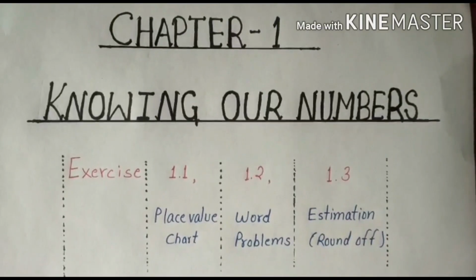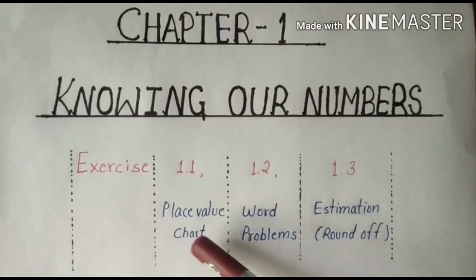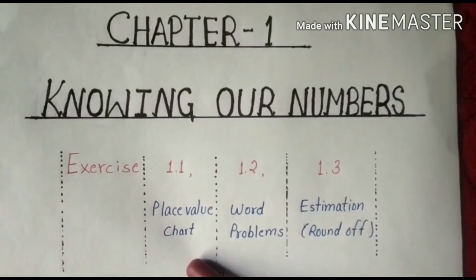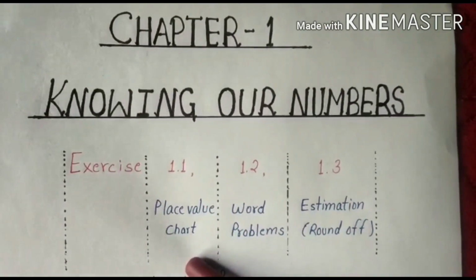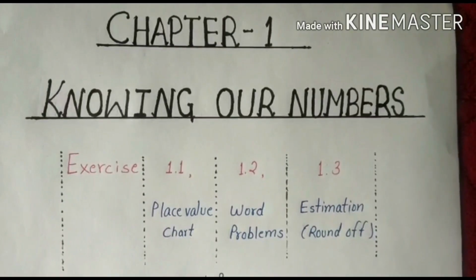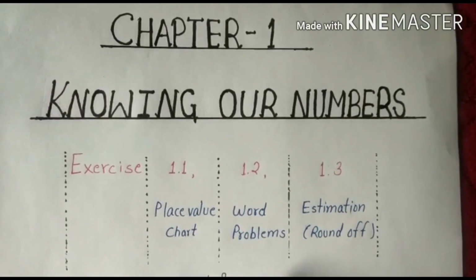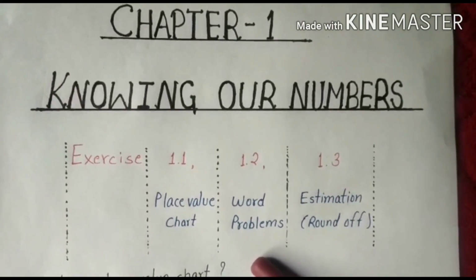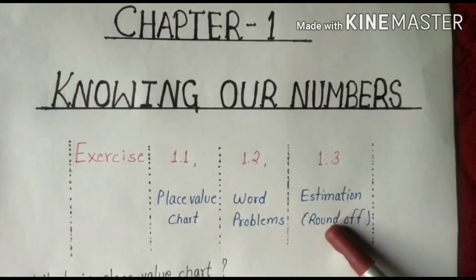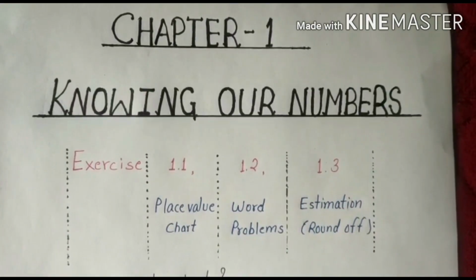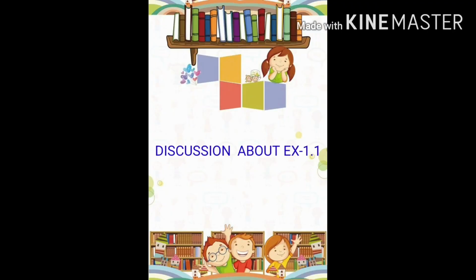In Exercise 1.1 we will study the place value chart in both systems, that is the Indian system as well as the international system, which is a very important topic. In Exercise 1.2 we'll deal with a few word problems, and at last in Exercise 1.3 we deal with estimation, which means rounding off numbers. So let's start our topic.